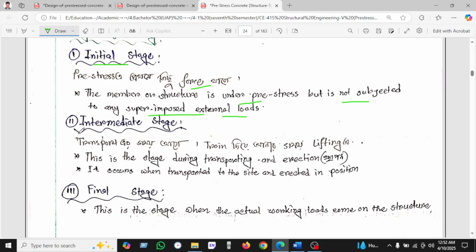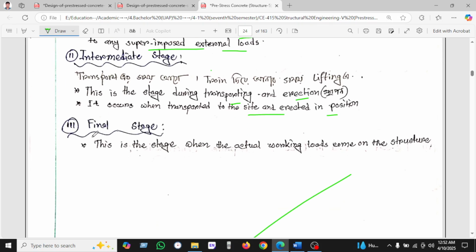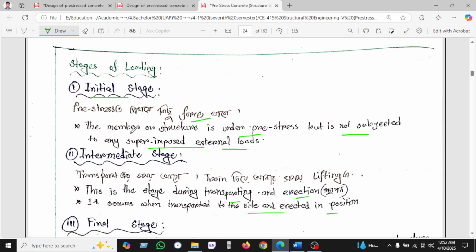Second one, an intermediate stage. What is this? It comes during transporting, when the train is carrying it or during lifting. This stage is during transporting and erection. It occurs when it is transported to the site and erected in position. That's the final stage. The final stage is when the actual working load comes onto the structure. These are the 3 stages.